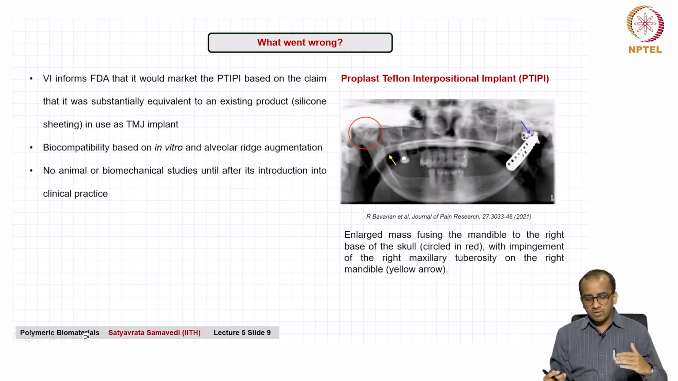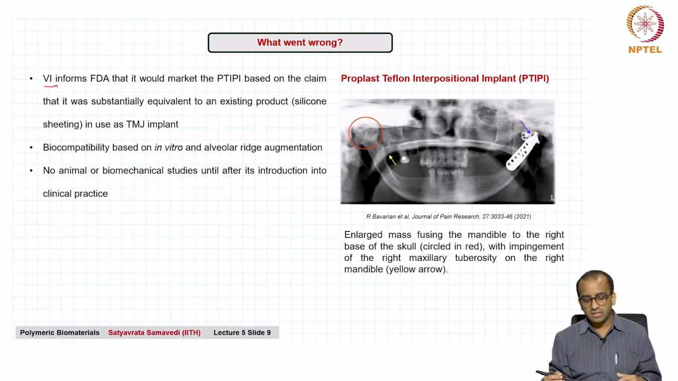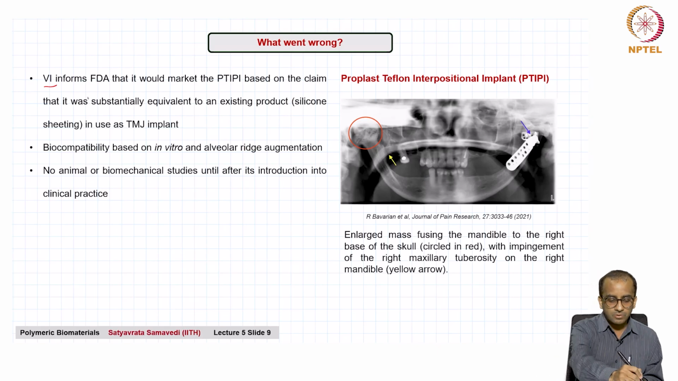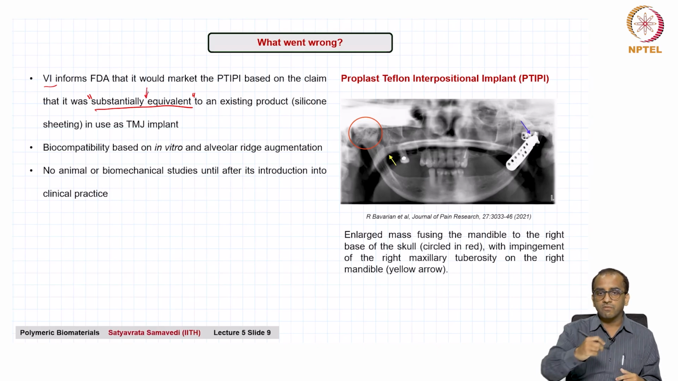So the devil, as always, lies in the details. Vitek Incorporation informs FDA that it would market the implant based on the claim that it was substantially equivalent to an existing product, which was silicone sheeting, already in use as a TMJ implant. Now that was probably fine, but where things went wrong was how they showed substantial equivalence.